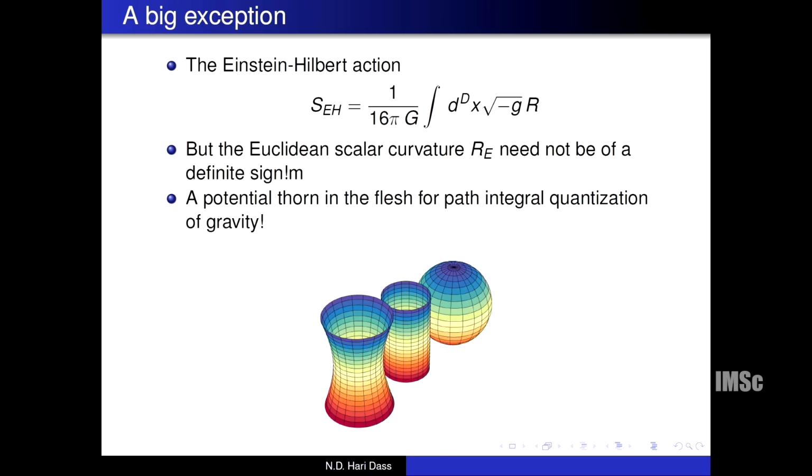But there's a big exception, very interesting exception. If you look at the Einstein-Hilbert action for gravity and Euclideanize it, you get a Euclidean action which involves the scalar curvature for Euclidean manifolds, and that is not of a definite sign. Scalar curvature can be both positive and negative. If you take two-dimensional manifolds, this is flat in this section, and that is positive curvature, this is negative curvature. Therefore, it's no longer true that the Euclidean action provides a damping factor. So gravity is exceptional, and this is potentially a thorn in the flesh for quantizing gravity through path integrals, something which Hawking has been selling for a very, very long time.